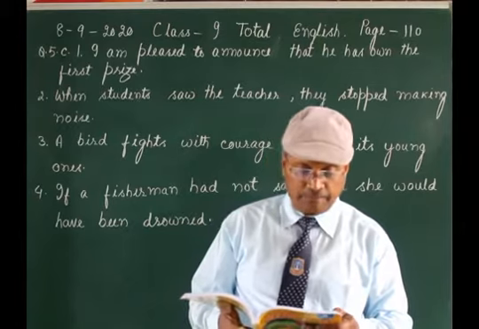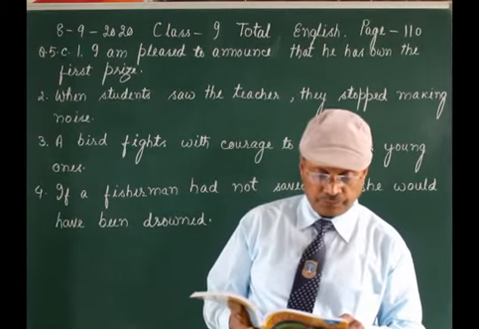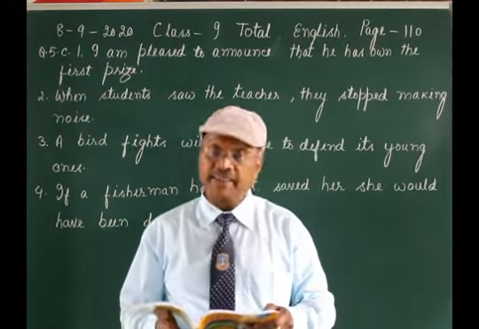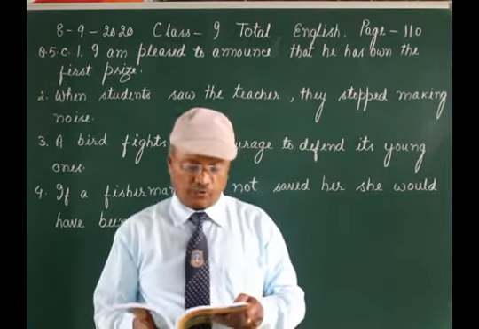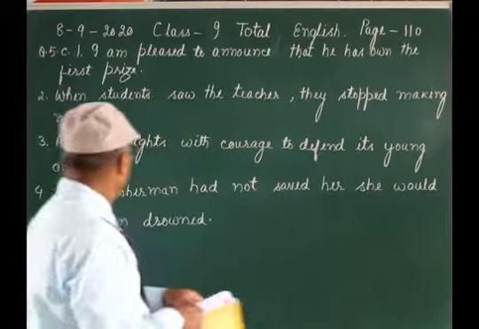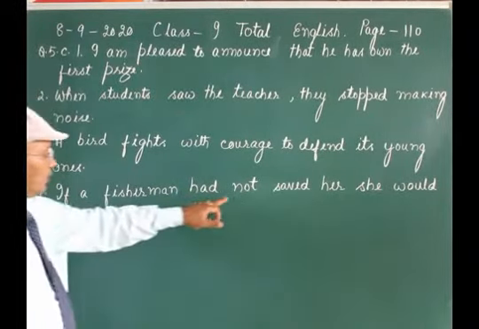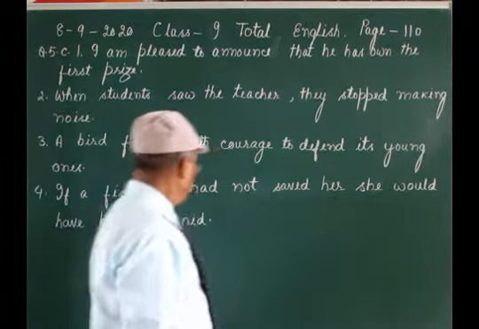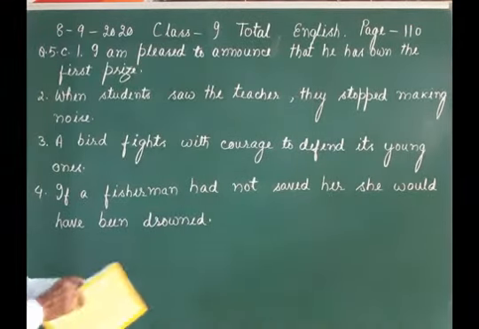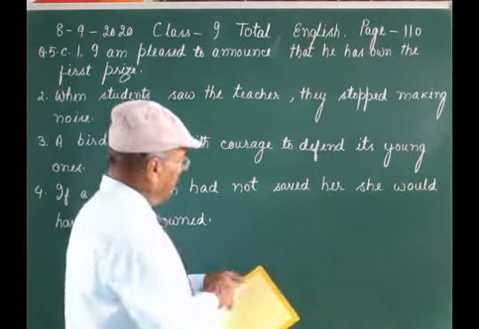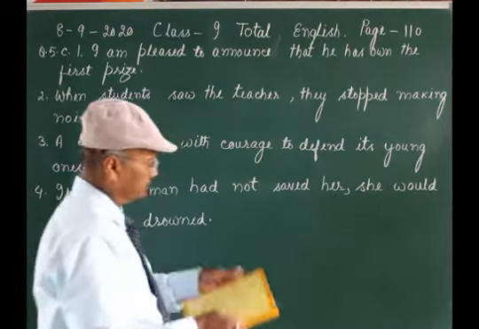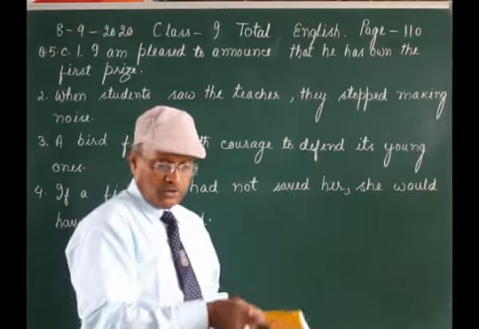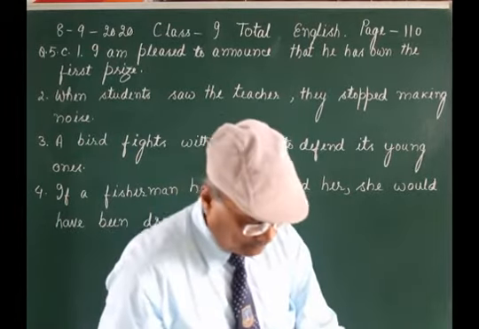Number four. A fisherman saved her. Otherwise, she would have drowned. Now see here the answer: if a fisherman had not saved her, she would have been drowned. Okay, now we are going to group D.